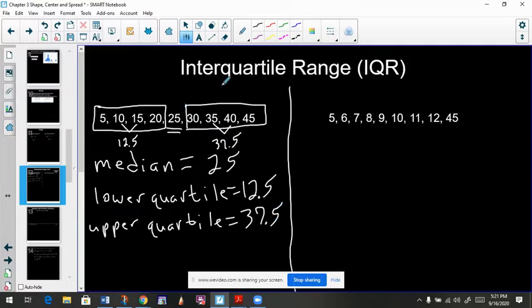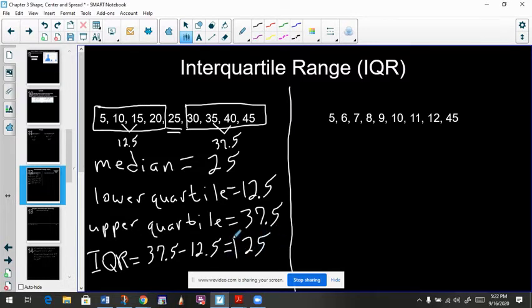And so now for my interquartile range, you subtract the upper and the lower quartile. So 37.5 minus 12.5, and that gives me 25. So the IQR for this one is 25, which makes sense. It's fairly spread out. Looking at this one, because it's not as spread out, most of my data values are close together.